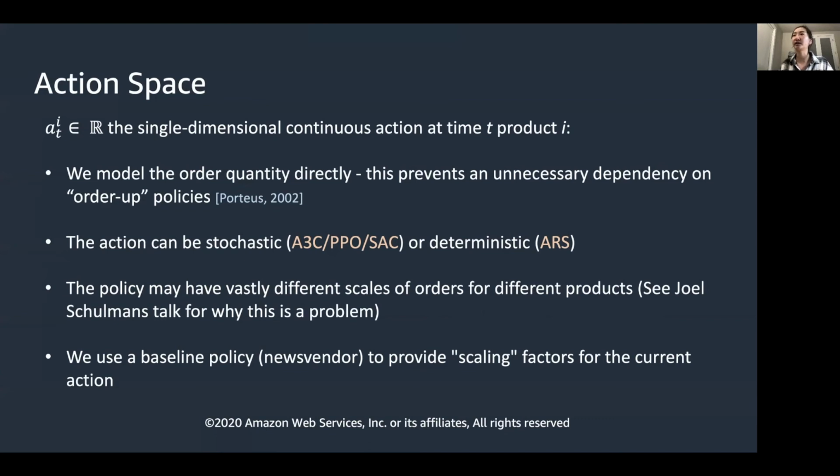In terms of the action space, at each time t for product i, it denotes the order quantity directly rather than a target inventory position. This prevents unnecessary dependency on order-up-to policies, which are known to be suboptimal for a periodic review inventory system with stochastic lead times and lost sales.